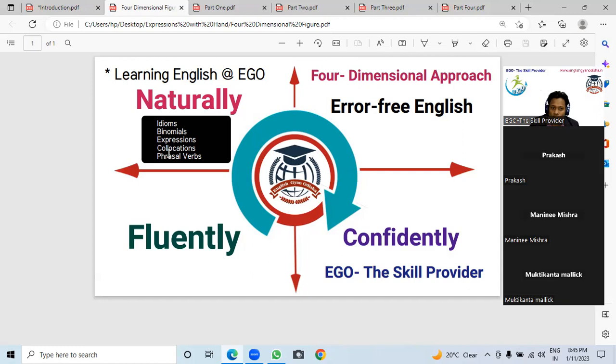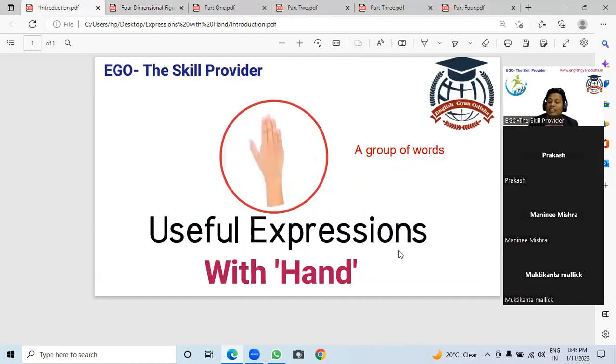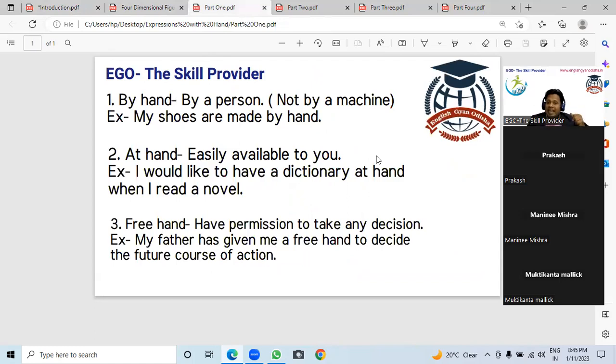So today we are going to learn some expressions. Okay, and what is that? Useful expressions with hand. Today we will learn some expressions with hand. Okay, so this is my part 1. Just check it out: by hand.